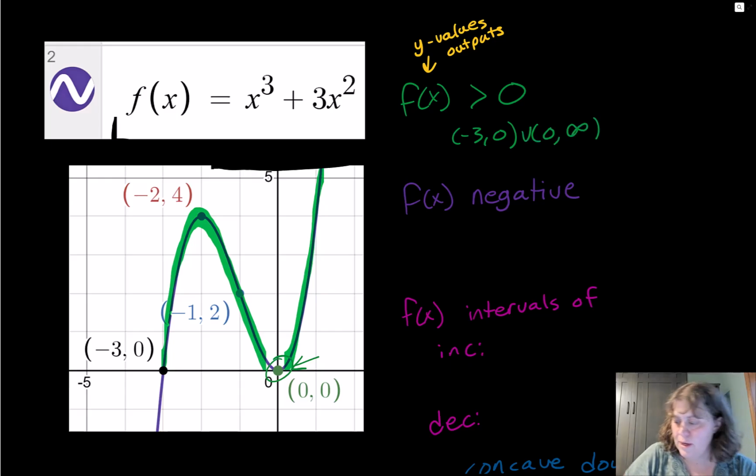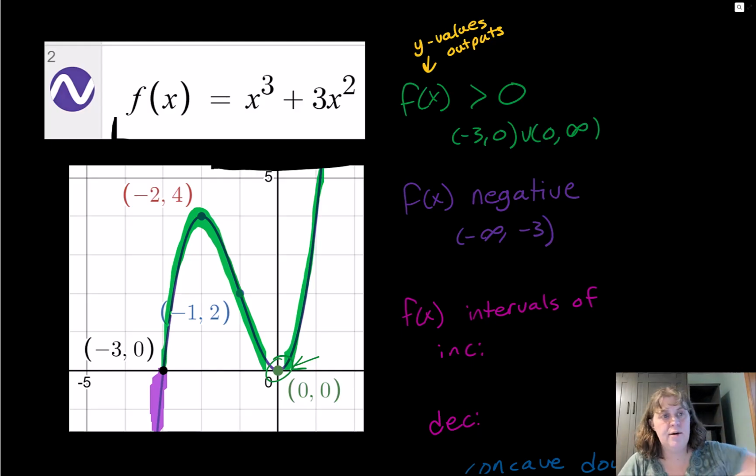Those are my 2 places where my outputs are greater than 0, or where my outputs are positive. If I'm looking for where my outputs are negative, that's this part over here. So that's going to be from negative infinity to -3, and that gives me my negative parts. So that's my positive and my negatives. And then I can talk about intervals of increasing, decreasing. So let's take those color highlights off.